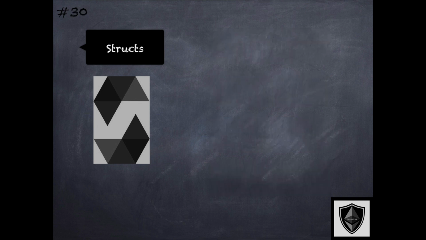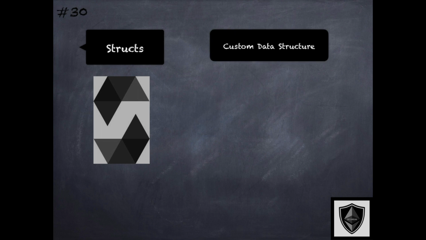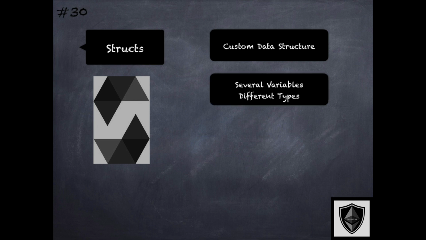Now let's jump ahead and take a look at what structs are from a data structure perspective. We will revisit structs in the context of types when we dive into the various types within Solidity. But from a data structure perspective, structs are custom data structures that can group together several variables of the same or different types to create something very unique to the contract as required by the developer.